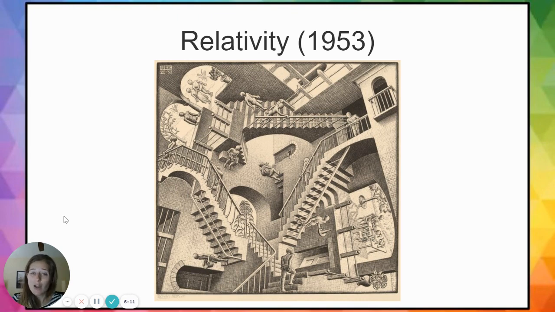All right, guys, I hope you learned a little bit about positive and negative space, and also about an artist who used it, whose name is M.C. Escher.